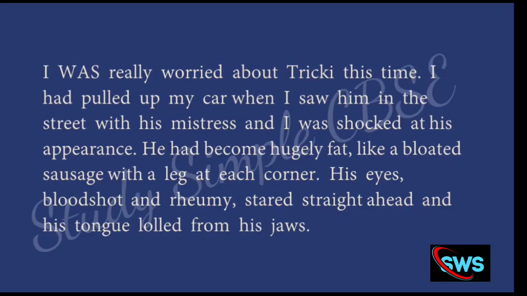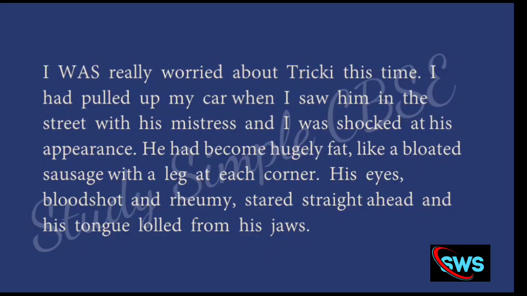He had become hugely fat, like a bloated sausage with a leg at each corner. So when he gave a look at Tricky, he noticed that he was hugely fat. And he was also looking like a bloated sausage. So you know how a sausage looks. If you keep the sausage in water, then it becomes bloated. That's what bloated is. The sausage will expand by taking all the water in it. So that is called bloated. And as if two legs were inserted at both the corners.